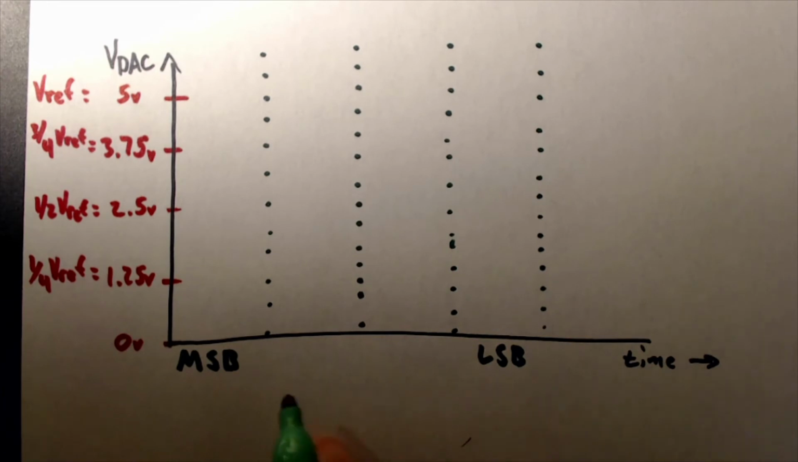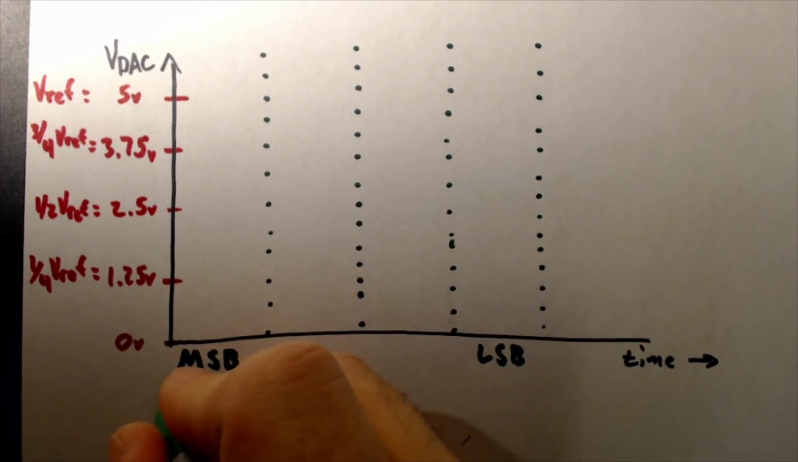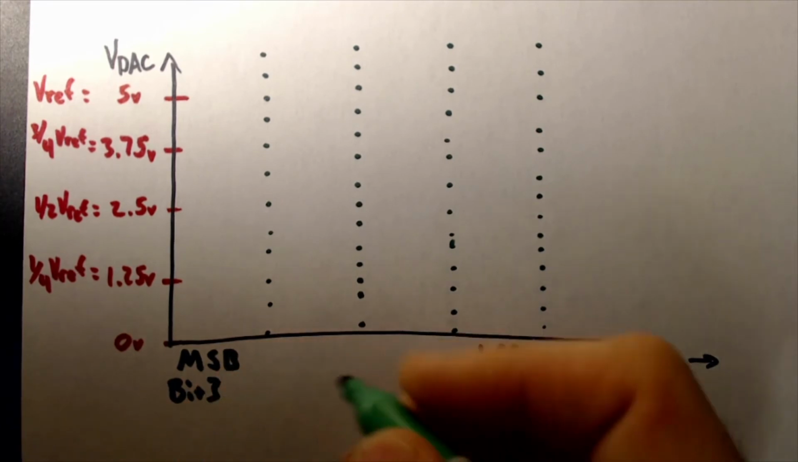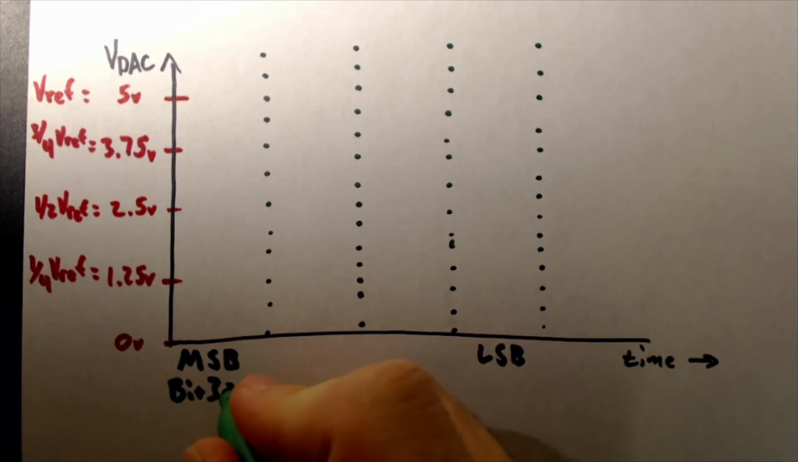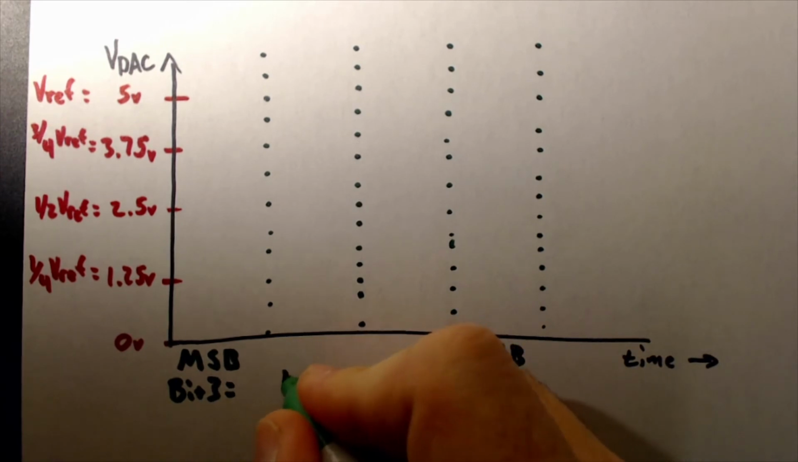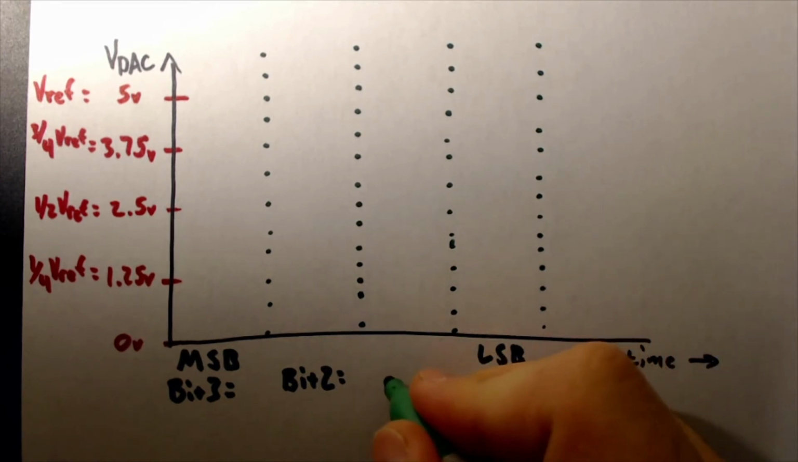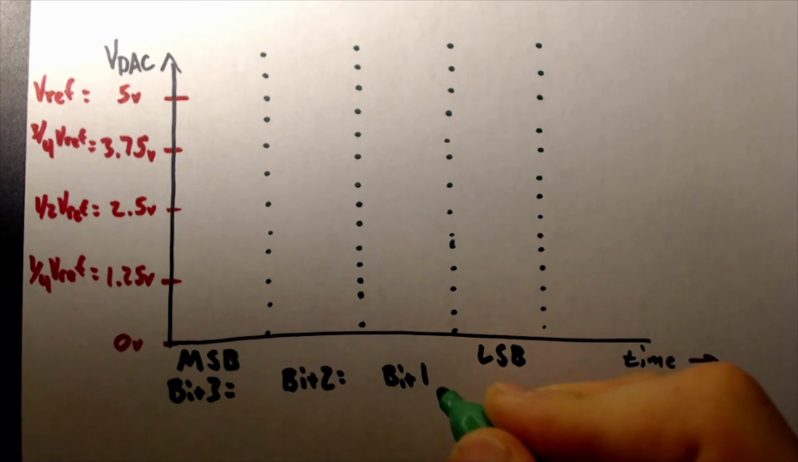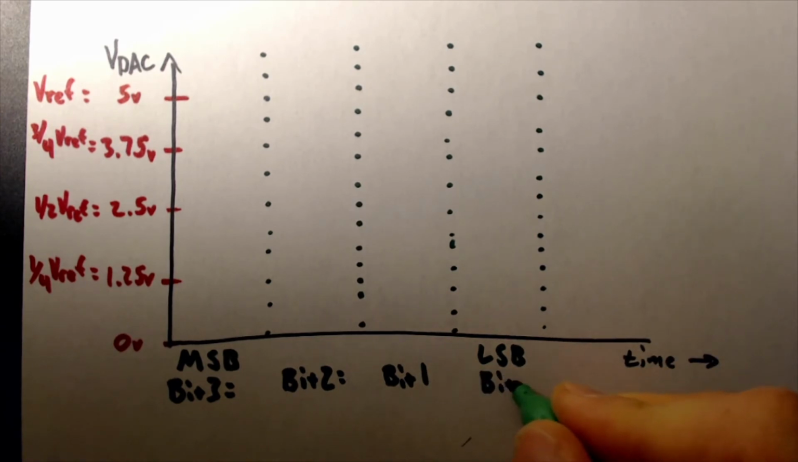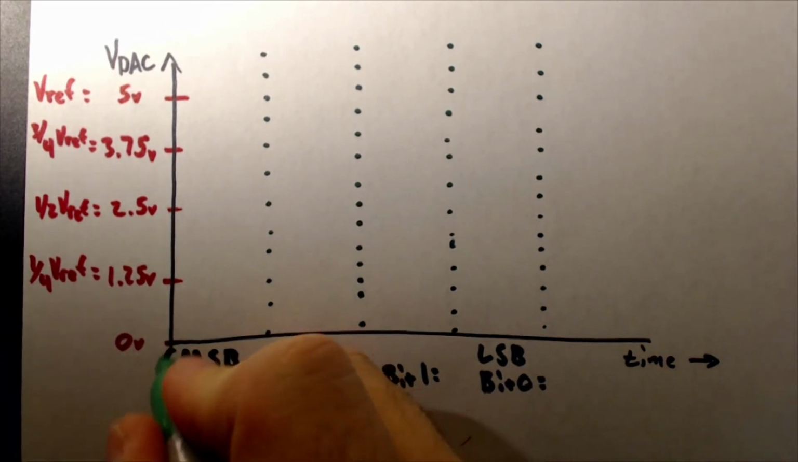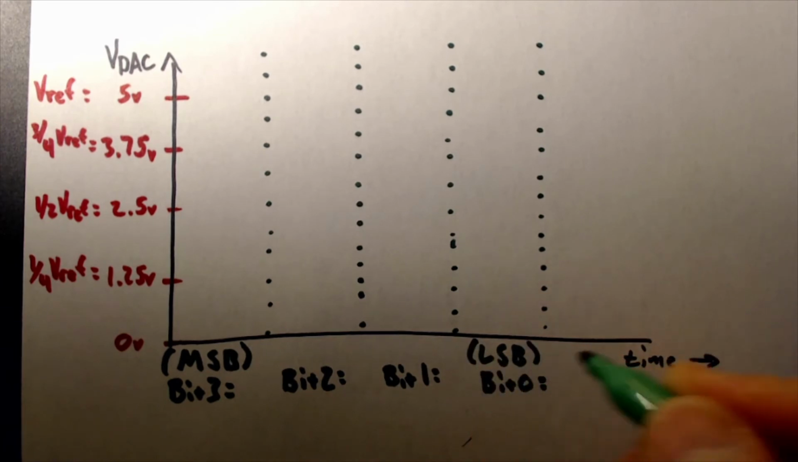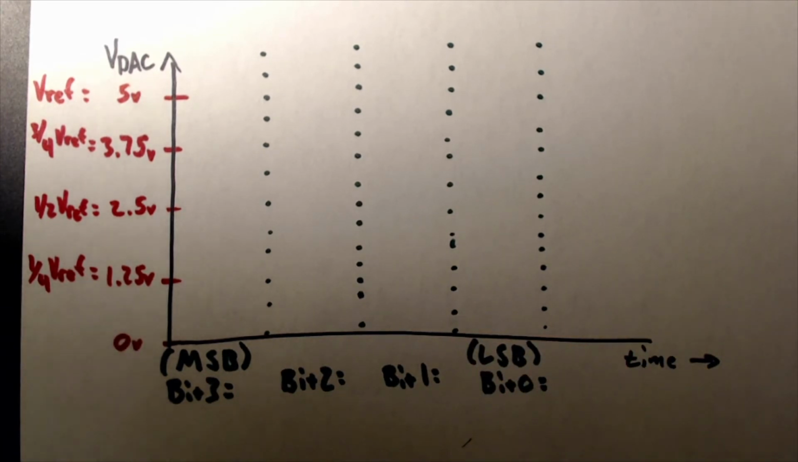I know I'm using big B's. Sorry, they should be small b's, but most significant bit and least significant bit. So this is bit 3. This is going to be bit 2. This is going to be bit 1. And this will be bit 0.